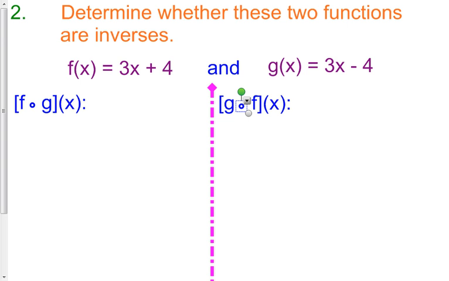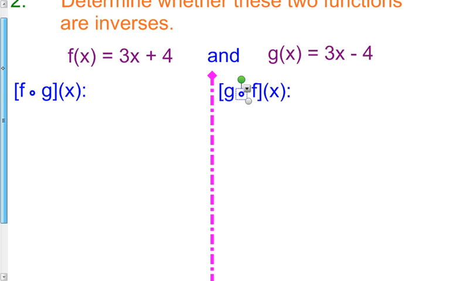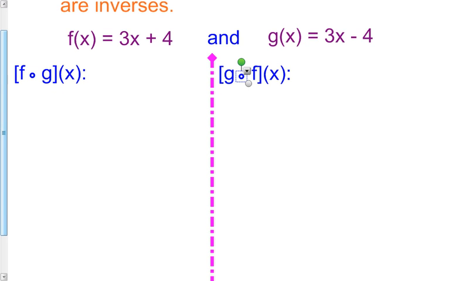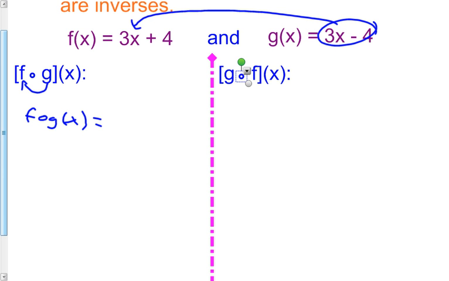Let's try another one. Determine whether these two are inverses of each other. Well, if they are, f of g of x is going to equal x, and g of f of x is going to equal x. So let's put g into f. f of g of x equals, this goes into the f function, 3 times 3x minus 4 plus 4.